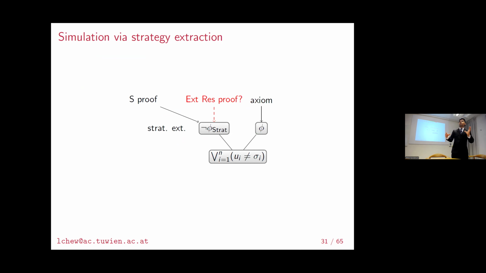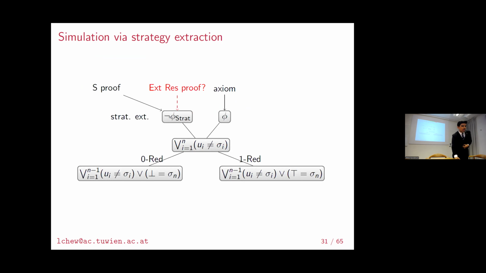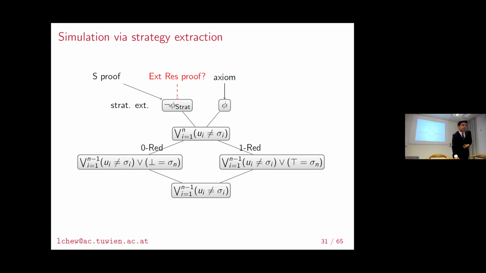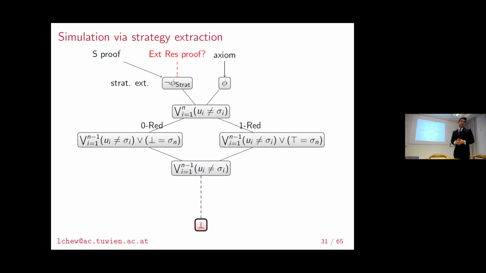Now we can think about simulating this by extended QU resolution. In extended QU resolution, you're allowed to take the clauses of the matrix as axioms. Once you do that, you can derive this disjunction here, and then you can proceed via this normal form method until you reach the empty clause.